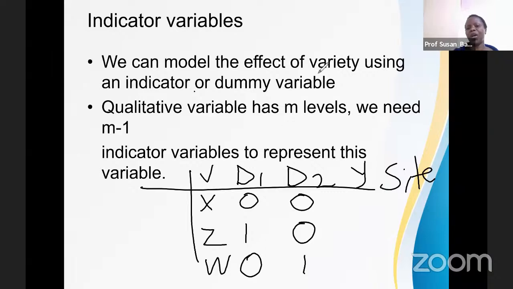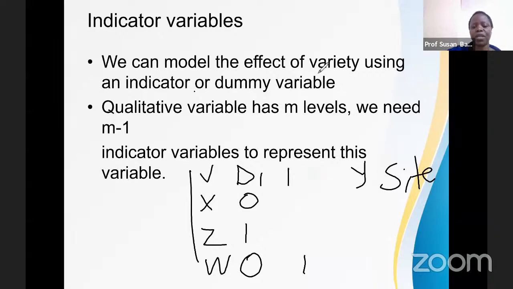Okay, let's go to something else and then run to R. So I want to erase this so that we have a clean whiteboard.